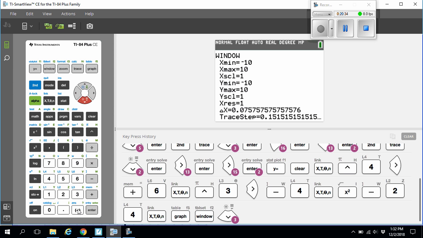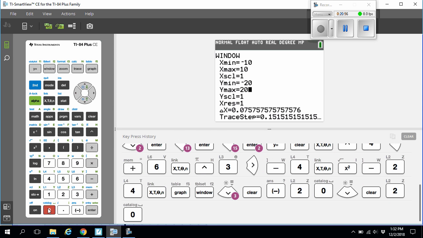Now to do this, all you need to do is you can press clear if you want to, and then rewrite it. So the negative button, make sure you use that, because if you don't, it's going to say an error. So make sure you use the negative. I'm going to do negative 20. And then down arrow, I'm going to change my y max. I'm going to clear that as well. And then I'm going to make that 20.